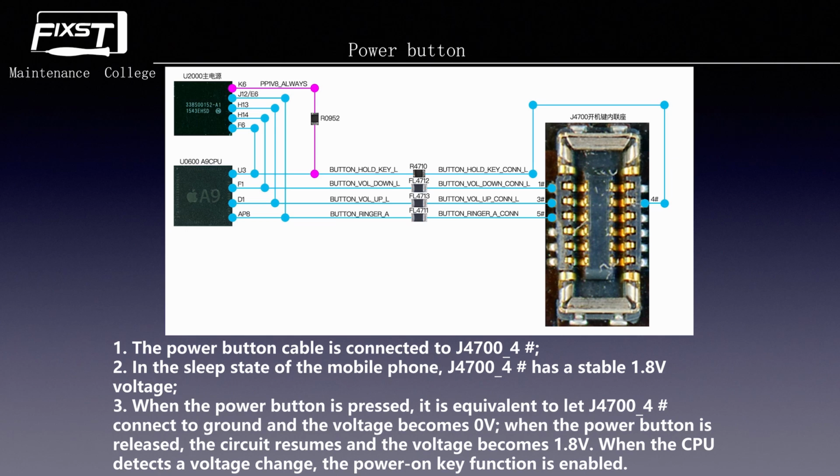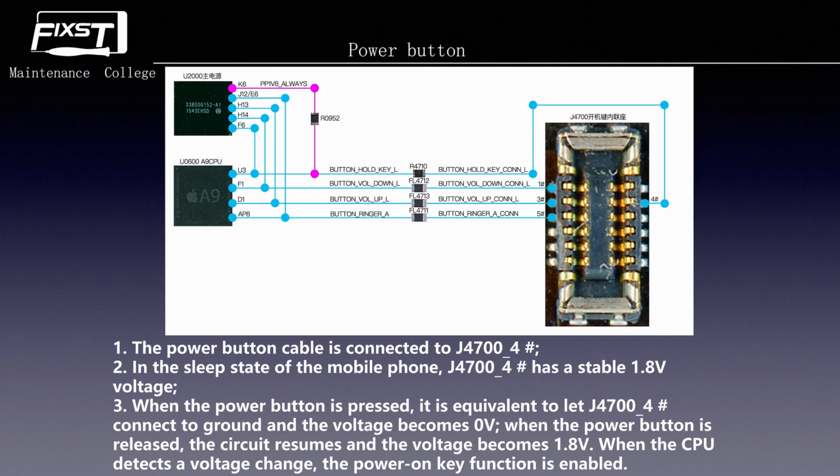This is PP1V8_ALWAYS. What does always mean? It means that no matter whether the phone is powered on, turned on, or cannot turn on, after the phone has power supply, this line always has this 1.8 volts. When the CPU detects that this line has 1.8 volts, it means the phone has not used the power button function.